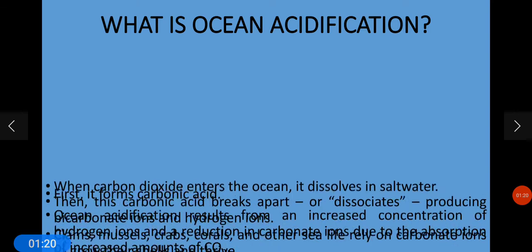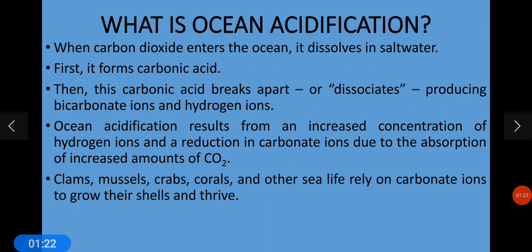What is ocean acidification? When carbon dioxide enters the ocean, it dissolves in salt water. First, it forms a carbonic acid. Then this carbonic acid breaks apart or dissociates, producing bicarbonate ions and hydrogen ions. Ocean acidification results from an increased concentration of hydrogen ions and a reduction in carbonate ions due to the absorption of increased amounts of carbon dioxide.